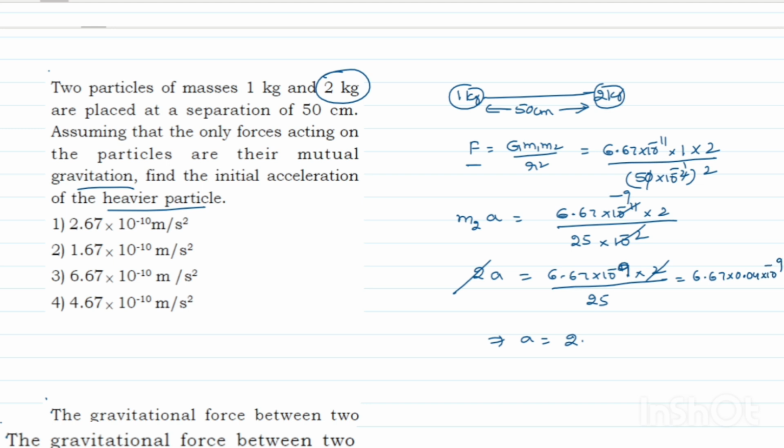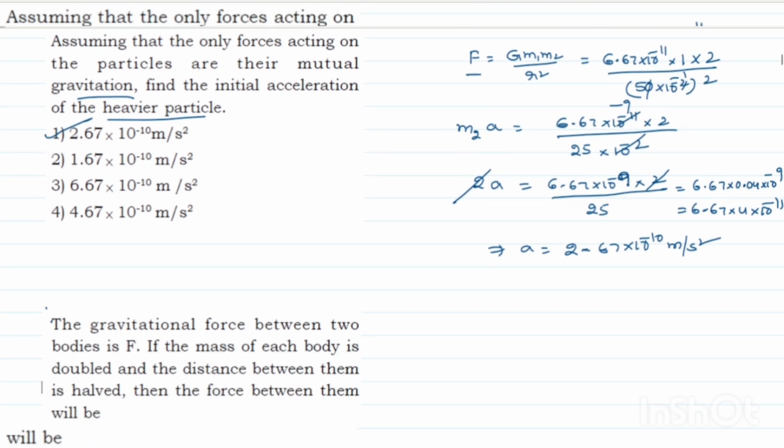And when you are taking this value 6.67 into 4, this is 10 power minus 11 we will be getting. When you are simplifying this one, nearly we will be getting 2.67 into 10 power minus 10 meter per second square. So the first one is the correct answer. Let us see the next question.